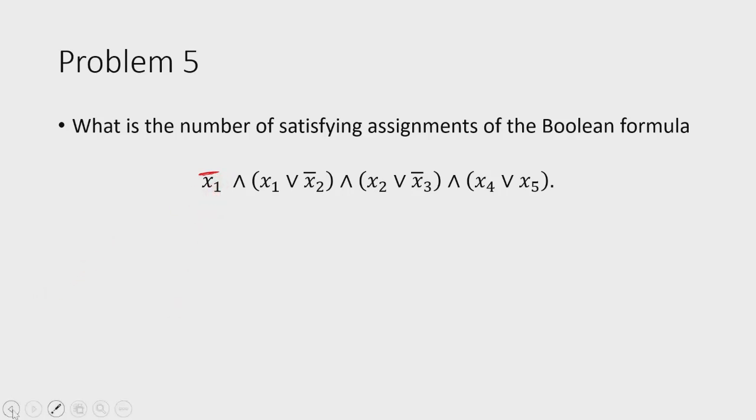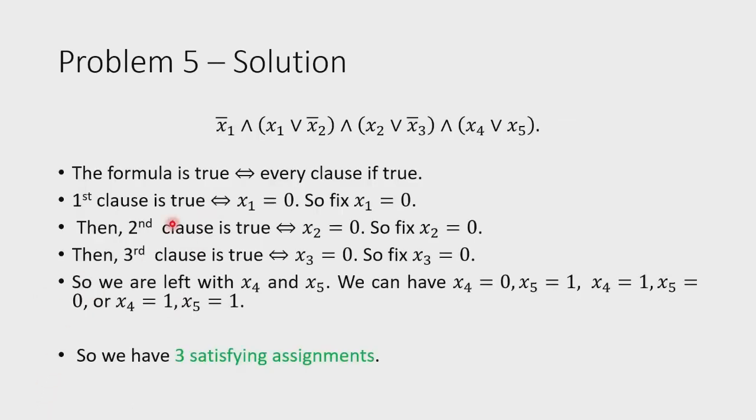Okay, so this is the formula. When is the formula true? It is true if and only if every clause is individually true, because there is an and in between. Is this first statement fine?